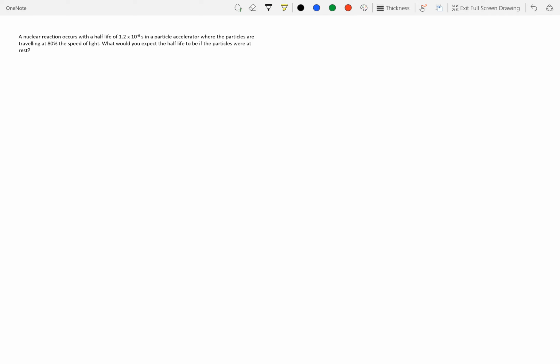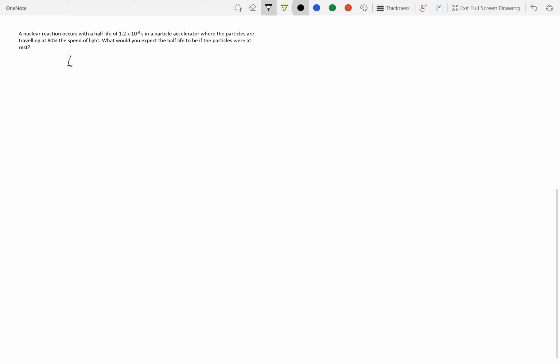So this time, you have to imagine I'm watching these particles have this half-life, so I'm not moving. So the time of the observer is 1.2 times 10 to the negative 6 seconds. The speed of the objects is 0.8 c. And the question is, what is the actual time for this process? And if you're in the frame of the particle itself, how long would this take? Or if the particle was at rest, how long would this take?